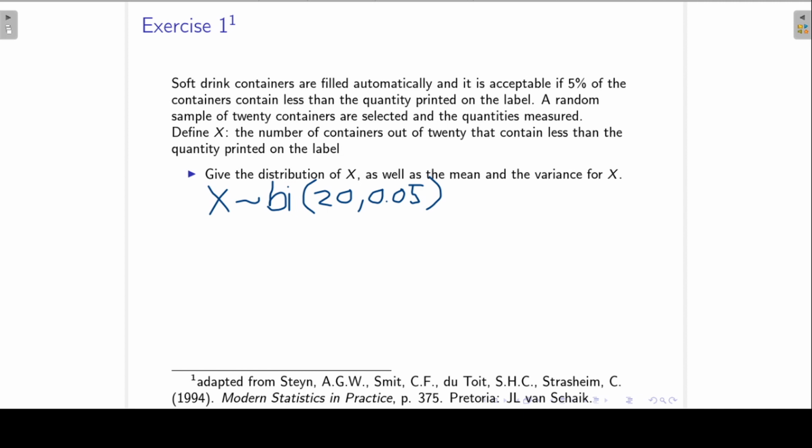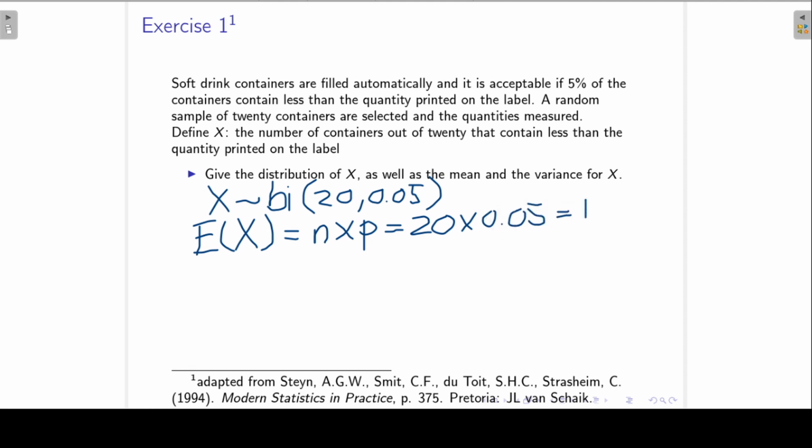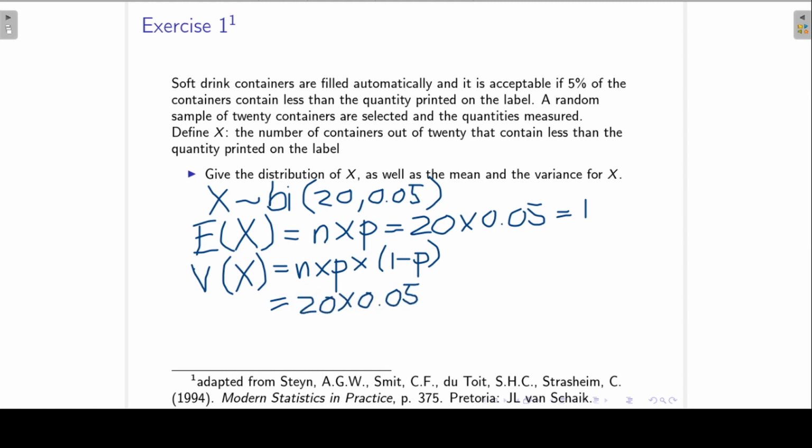So to get the mean and the variance, the expected value of x is n times p, and that is 1. So the variance of x is 0.95.